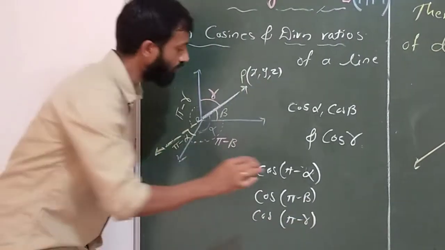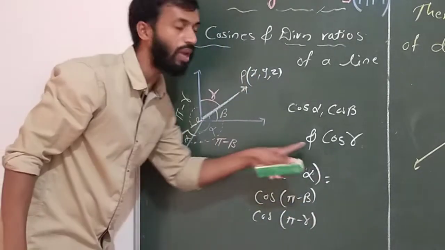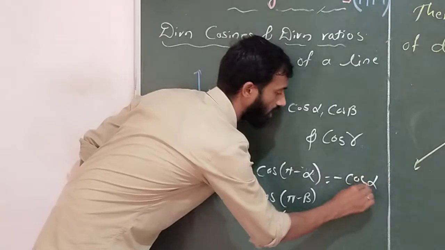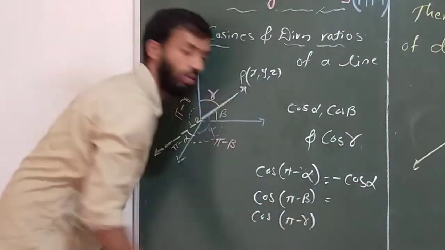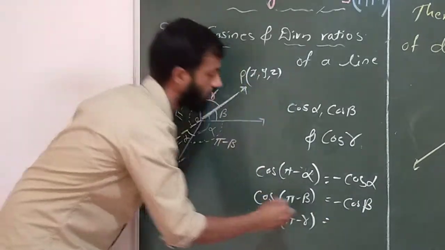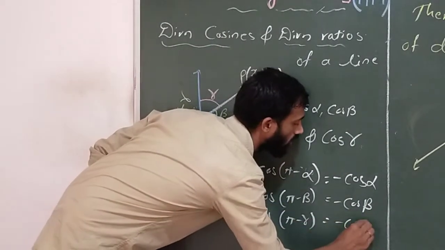With your permission, I am going to write it. Cos of pi minus alpha is nothing but minus cos alpha. Correct? Cos of pi minus beta I can write as minus cos beta, and cos of pi minus gamma is equal to minus cos gamma.